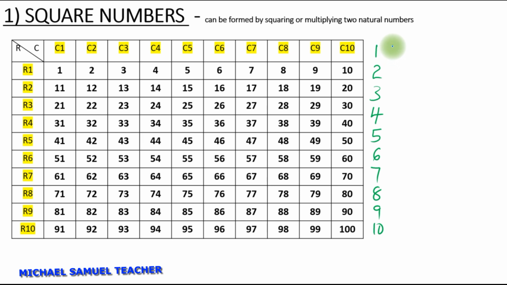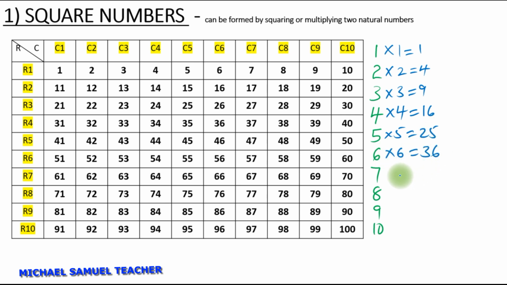If we multiply each of them by itself, that will be 2 times 2, we get 4; 3 times 3, we get 9; 4 times 4, we get 16; 5 times 5 is 25; 6 times 6 is 36; 7 times 7 is 49; 8 times 8, we get 64; 9 times 9, we get 81; and 10 times 10, we get 100.